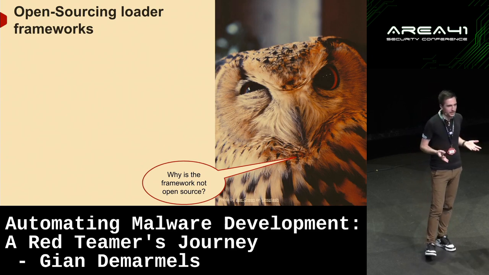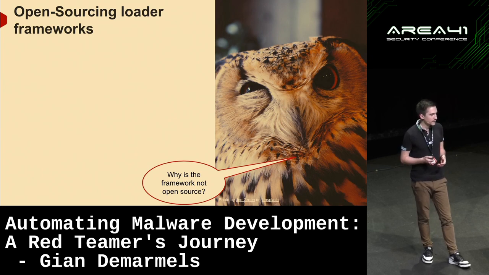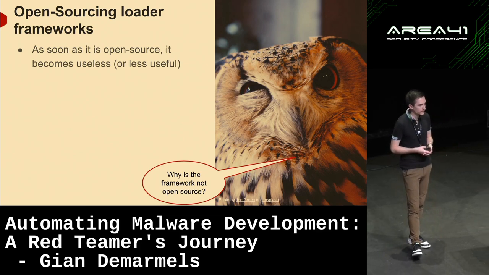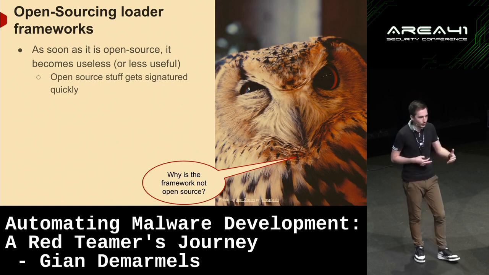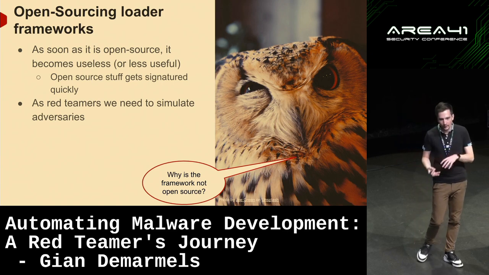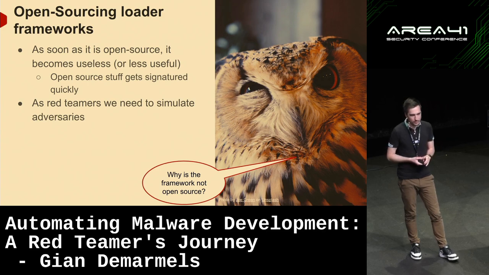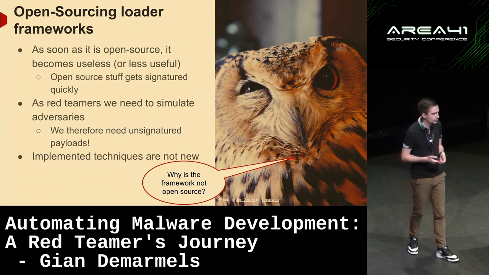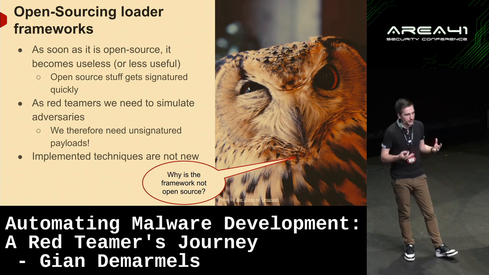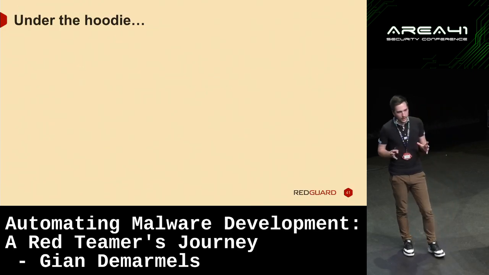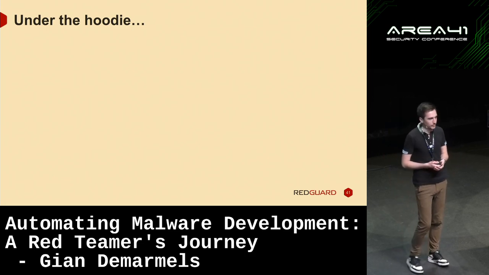The question is now, okay, nice, you have built that, but why is the framework not open source? And the answer is, as I already mentioned a bit, as soon as it is open source, it's less valuable because it gets signatured quite fast. And this is also good. So I don't think that it's a bad thing to have these signatures. However, as a red teamer, we also have the job to simulate adversaries who have the capability to develop custom loaders and custom malware. And therefore, it is very important to also have the capabilities of unsignatured payloads to use in our red team engagements. And also, as already mentioned, the benefit would not be that big, as the implemented techniques are not new and are publicly known generally.